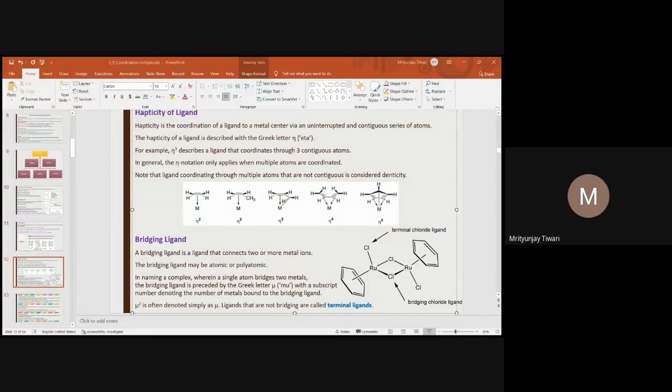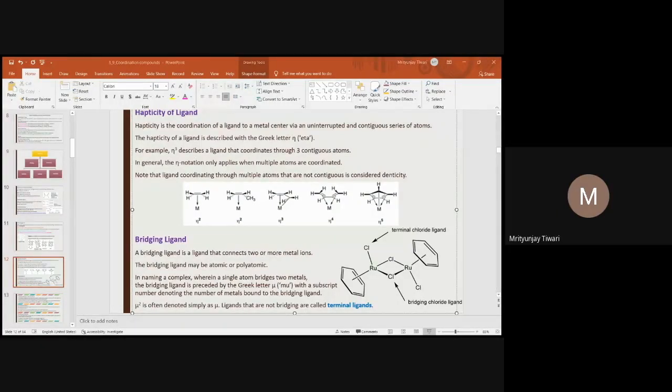Ligands that are not bridging are called terminal ligands. So this chlorine here is a terminal ligand. All these ligands are terminal ligands. They are not bridging ligands. All the other examples we have taken have terminal ligands in the complexes. Mononuclear coordination compounds are mostly ones where you see only terminal ligands. The examples we have already seen.